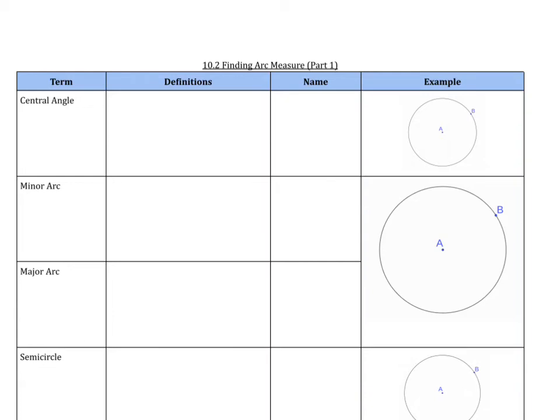Hello everyone, so here are your notes for 10.2, Finding Arc Measure, Part 1. So let's go ahead and first define a couple more terms. The first one that we're going to go over is the central angle. Now, the definition of the central angle is super straightforward.